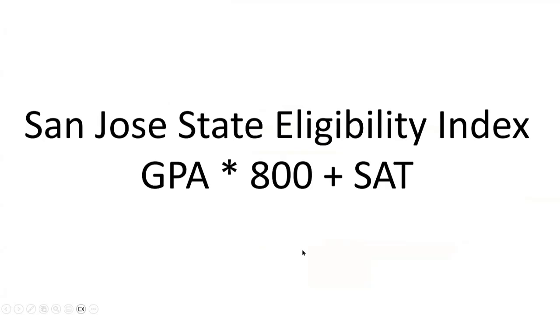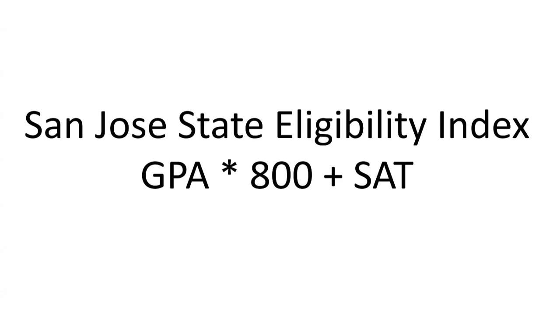Before we go for anything else, let's look at computer science at San Jose State University. For the application to San Jose State University, they only look at the eligibility index. That would be GPA times 800 plus SAT. This formula has been used for Cal State for many years. Recently, they have removed the requirement for SAT, so right now this formula only has GPA times 800. So basically, they just decide your admission based on your GPA.